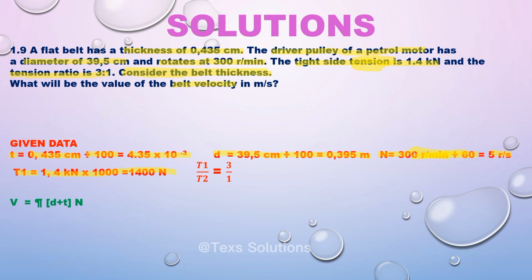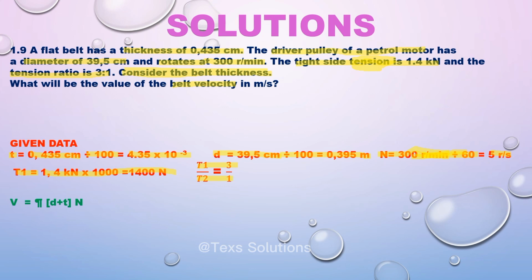The tension ratio. We are comparing the tension or the forces between the tight side and the slack side. I want to see how many times bigger the force in the tight side is compared to the slack side. When I reduce it to a ratio, I get T1 as 3 times, which is the tight side, and T2, the force on the slack side, as 1 times, the smaller side.